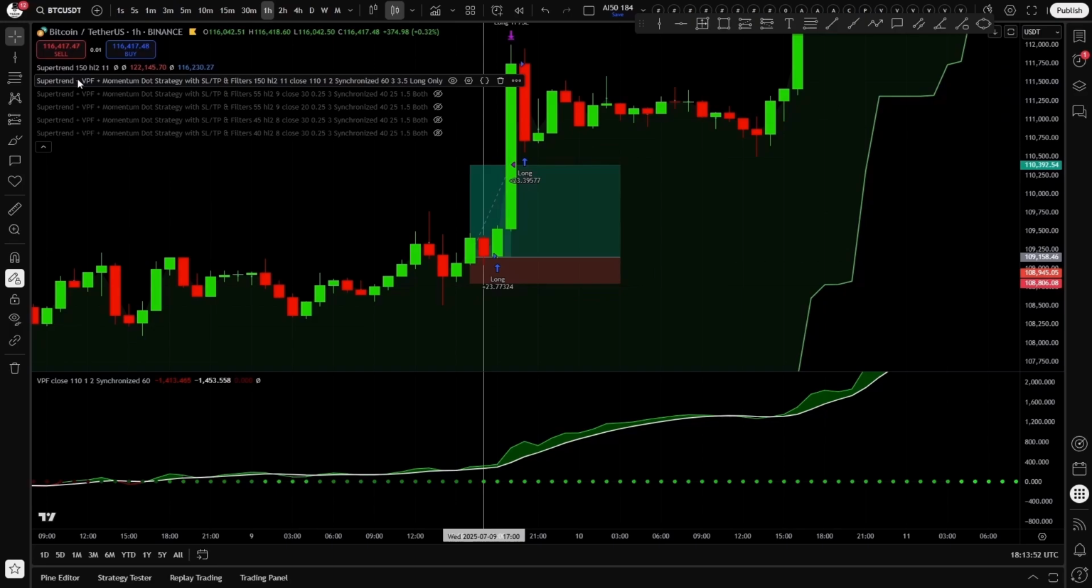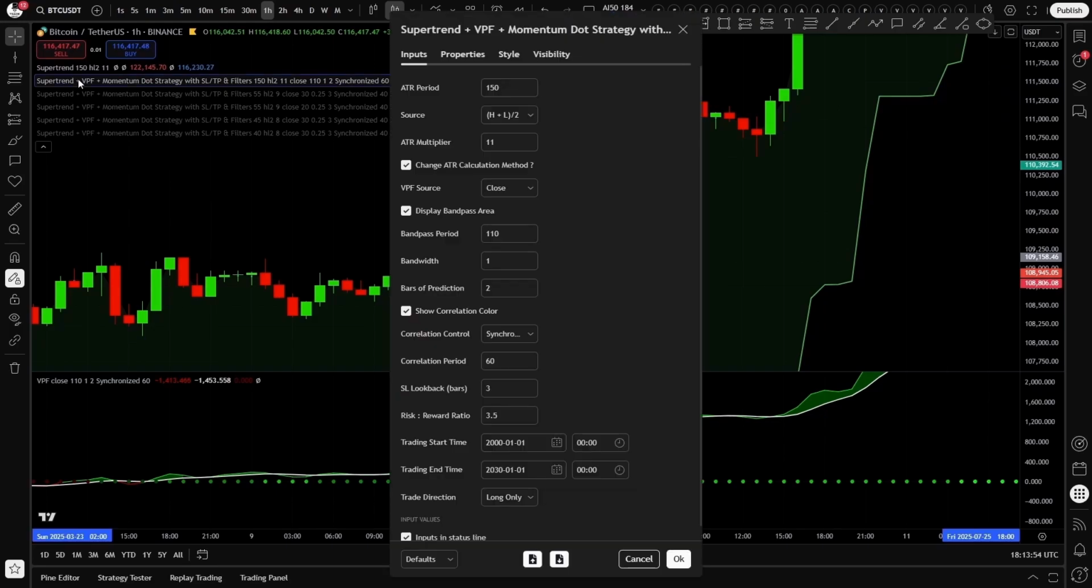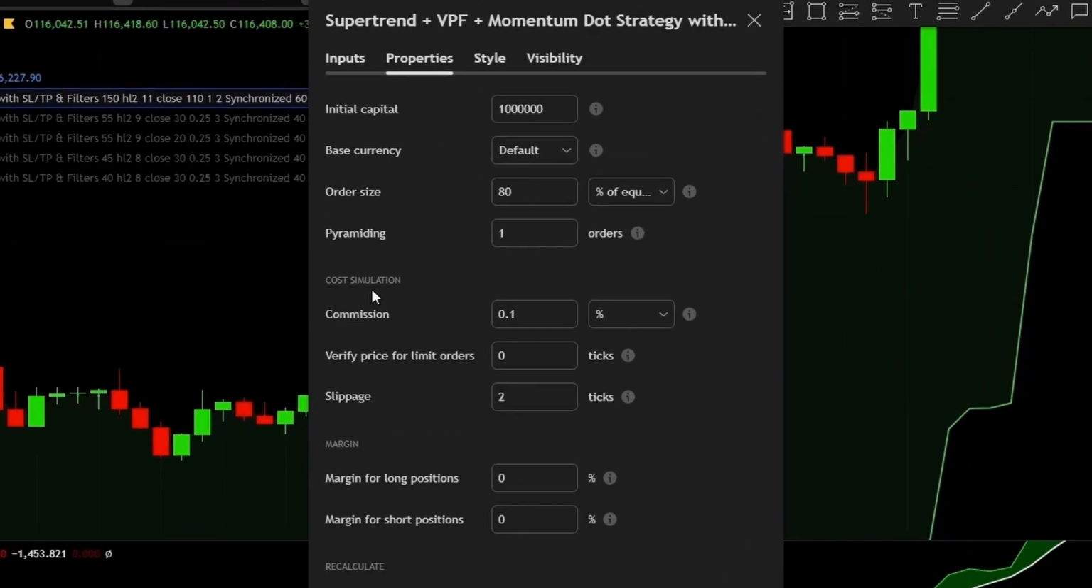We are backtesting my optimized version of this strategy on the BTCUSDT 1 hour chart. This is the strategy script we are using for backtesting. You will get access to this for free. I will explain how later in the video. And this is the properties tab. This time we are using a 1 million initial capital, but you can set it to 10,000. It will work the same with that initial capital too.